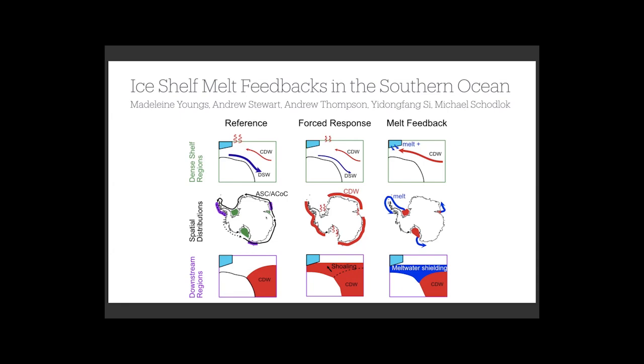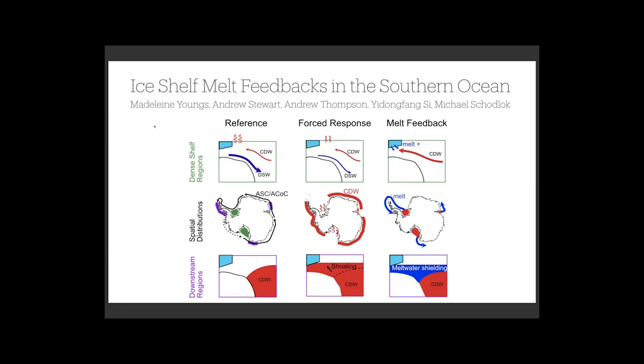When we include the melt feedback and we just isolate the effects of the melt feedback by itself, we see that there's a lot more melt that happens in these dense shelf regions, and it effectively makes the dense shelf water no longer dense enough, and it prevents it from cascading over the shelf. And this happens in these three regions. And then that excess meltwater gets transported into these downstream regions, shown by these blue arrows, which leads to meltwater shielding, and it effectively prevents the circumpolar deep water from getting into the ice shelf cavity.